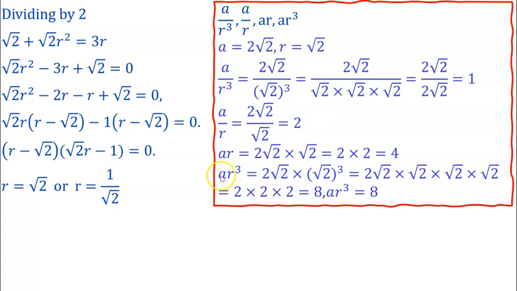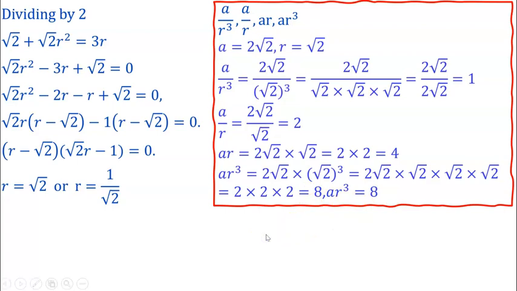And the fourth term, ar cube, where a is 2 root 2 and r is root 2, bracket to the power 3. That is 2 root 2 into root 2 into root 2 into root 2, and their multiplication. Again here, root 2 into root 2 is 2, root 2 into root 2 is 2. That is 2 into 2 into 2. Finally, you will get 8. Therefore ar cube equals 8.